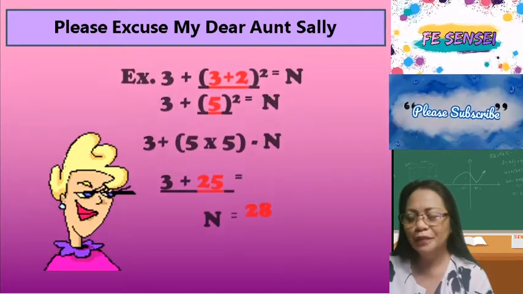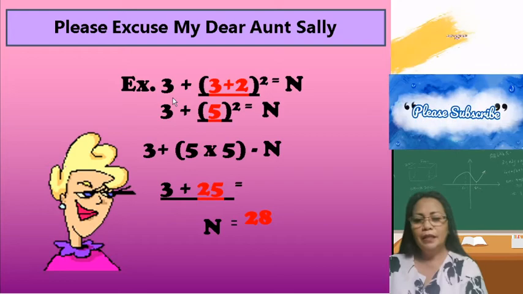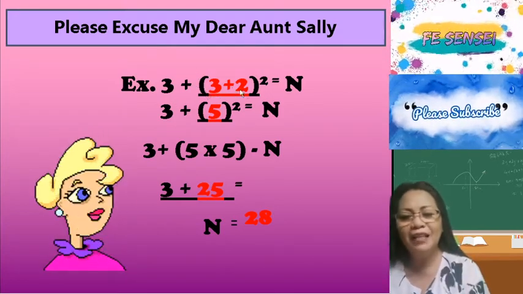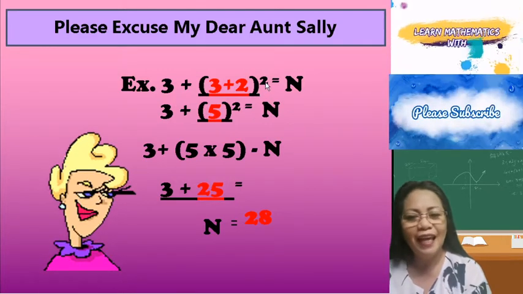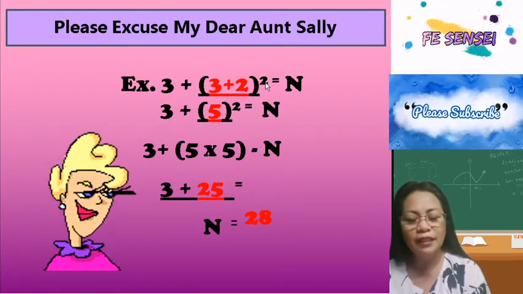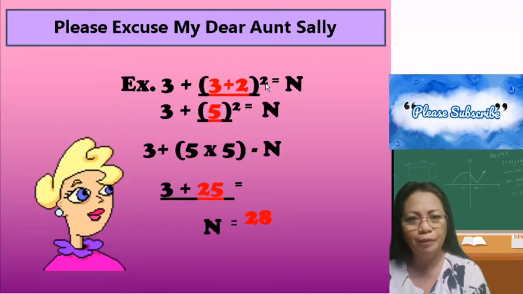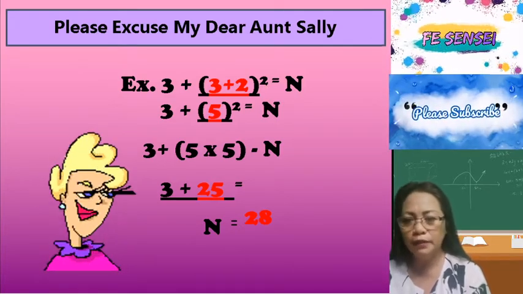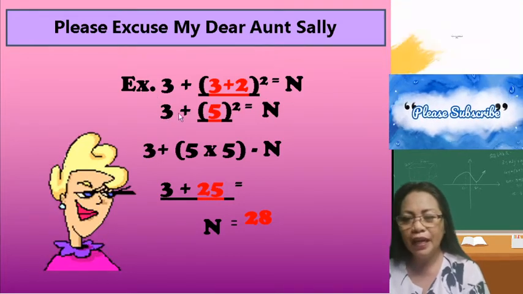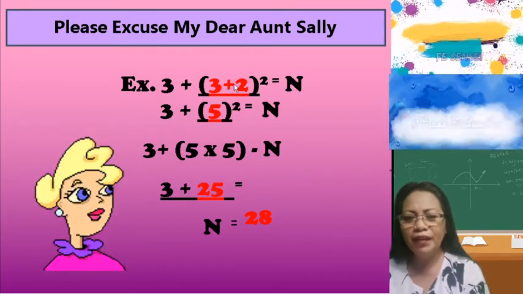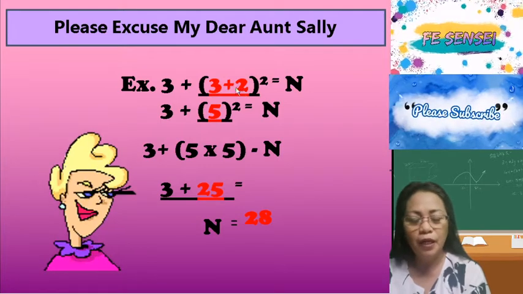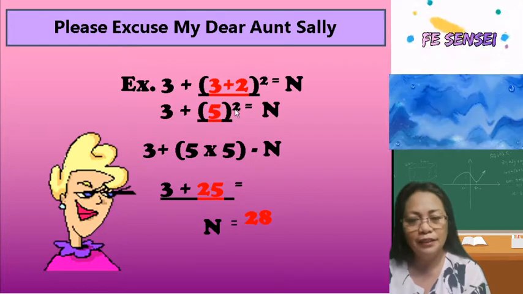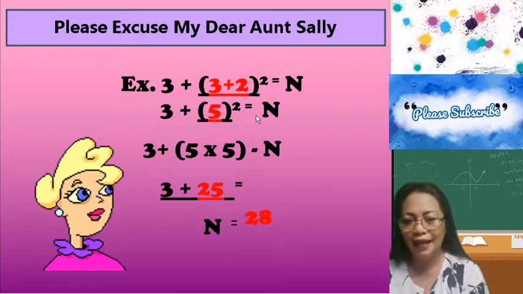exponents. For example, 3 plus open parentheses, 3 plus 2 close parentheses, and exponent 2, or that is raised to the second power. Remember, we're going to perform parentheses first. So copy 3 plus. Inside the parentheses is 3 plus 2. Therefore, 3 plus 2 equals 5. Raised to the second power equals n.